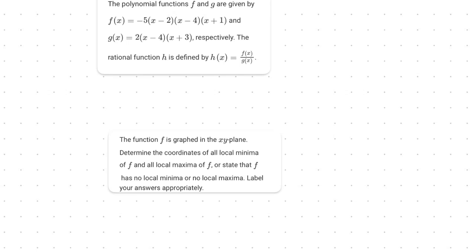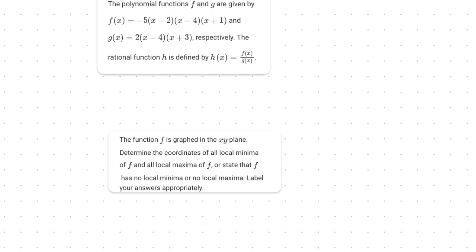Second part of the FRQ, where this is now the calculator portion. So a new set of polynomials, f and g, are given where f of x is equal to negative 5 times x minus 2 times x minus 4 times x plus 1, and g of x is equal to 2 times x minus 4 times x plus 3, and then the rational function h of x is equal to f of x divided by g of x. So the first question is asking us to graph f of x, determine the local minimum and the local maximum, or state that they don't exist.